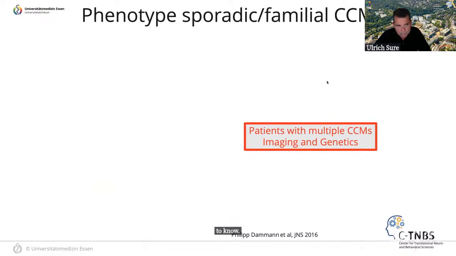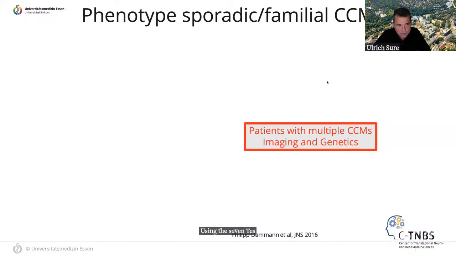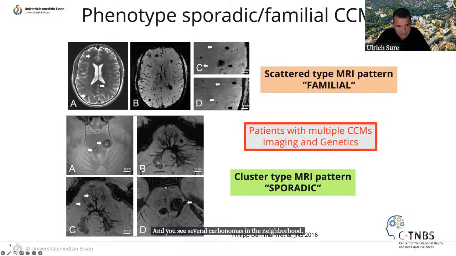Now, if we look at patients that are diagnosed with multiple cavernomas and we look at their genetics, using the 7 Tesla data, we also find out something which is quite noteworthy. Look at these images. You saw the one already before. You see a DVA here, and you see several cavernomas in the neighborhood. And now look at this image. You see a lot of cavernomas in this patient, but you wouldn't see a DVA in this case.